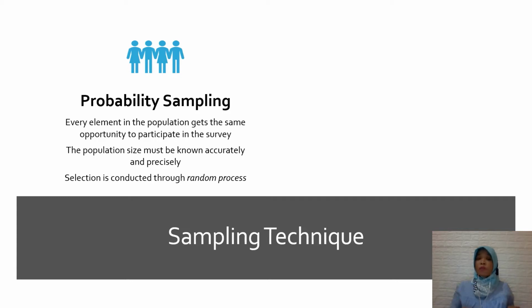So it means that we will have to know the size of the population precisely and accurately. For example, for students of the Faculty of Psychology, Universitas Gadjah Mada, we might need to go to the academic section and ask how many students are actively enrolled in the Faculty of Psychology this semester. And the selection conducted using probability sampling is done through a random process.